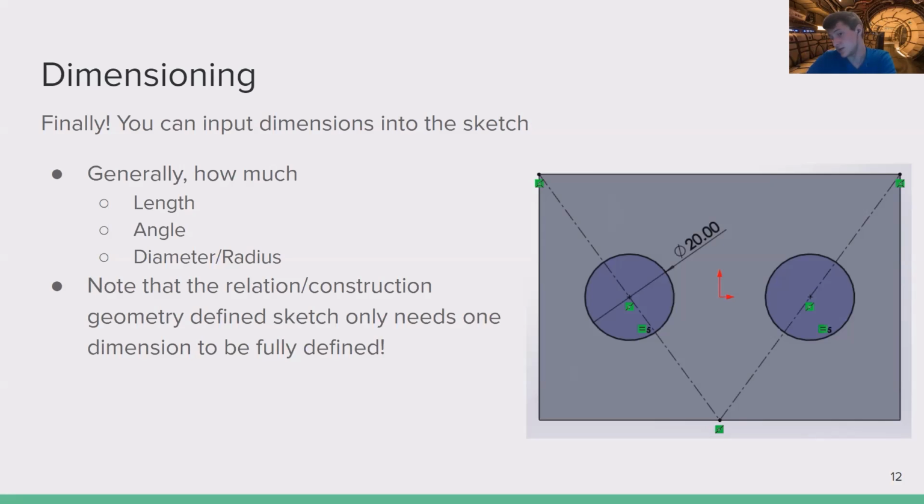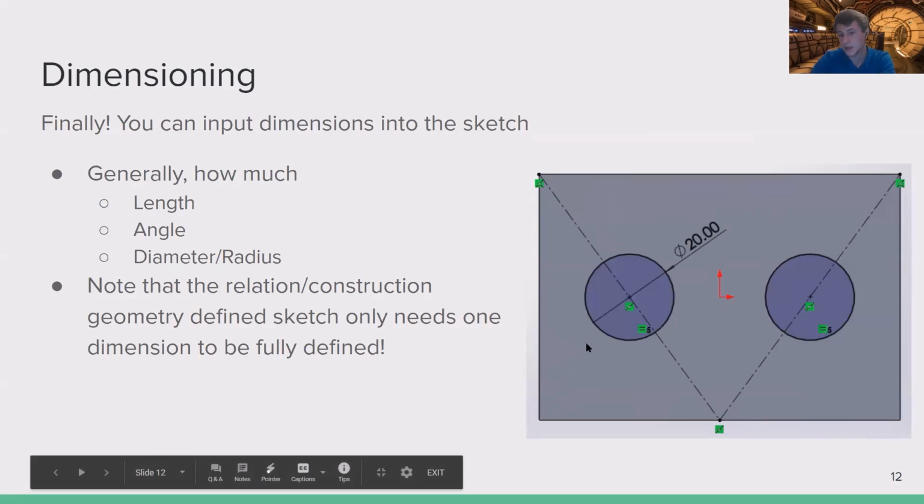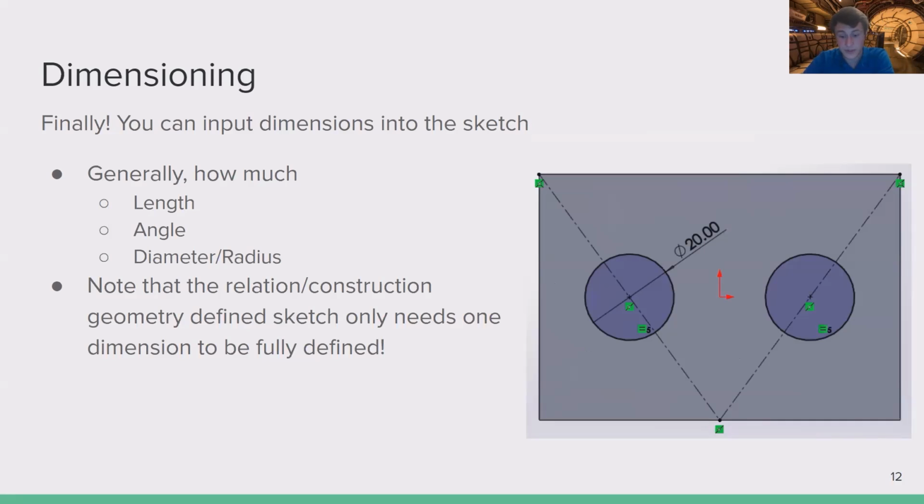So in this case, the picture I have here, I only need this one dimension to fully define my sketch, which is really helpful if I don't want to have to manually define each of these circles separately and where they are and all that. Another thing to note about the difference between this sketch here and the one above it is that my circles changed from being blue to black. So this is really important because it's able to fully define my sketch.